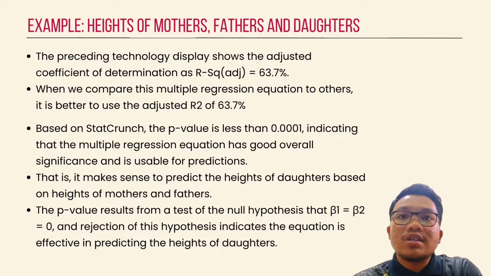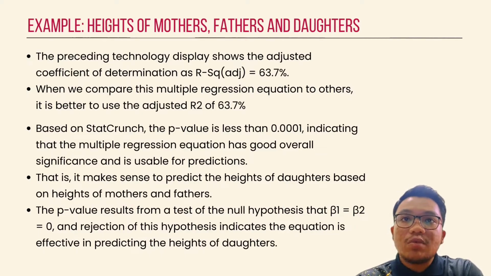The preceding technology display shows the adjusted coefficient of determination as R-squared adjusted equals 63.7%. When we compare this multiple regression equation to others, it is better to use the adjusted R-squared of 63.7%. Based on StatCrunch, the p-value is less than 0.001, indicating that the multiple regression equation has good overall significance and is usable for predictions. That is, it makes sense to predict the heights of daughters based on heights of mothers and fathers.